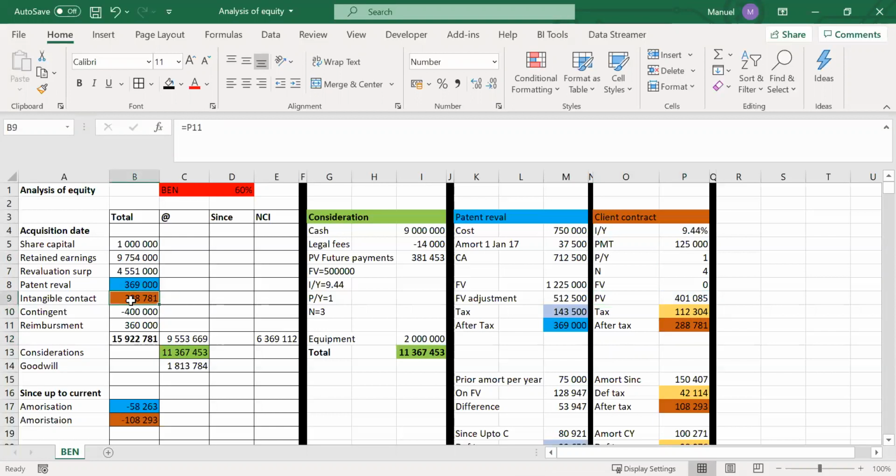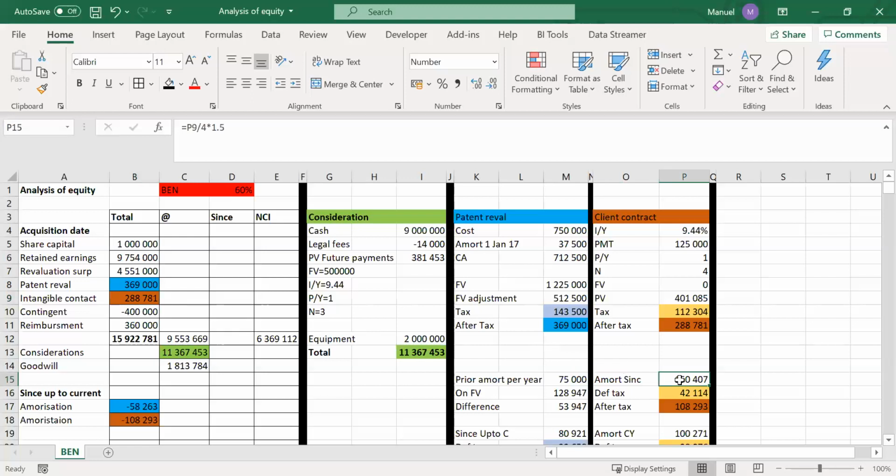So your after tax will then be the 288. And remember, this is like a fair value adjustment. We include this at our acquisition date. Okay, so 288,781. But again, in addition to that, guys, we also know that subsequent to this asset, we need to account for the amortization on this particular asset.